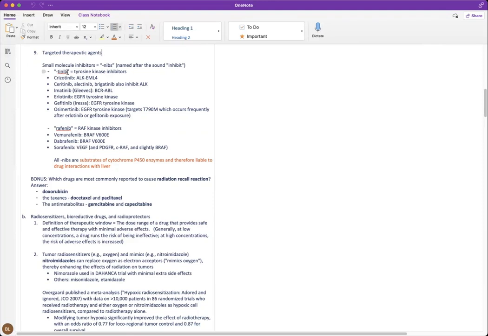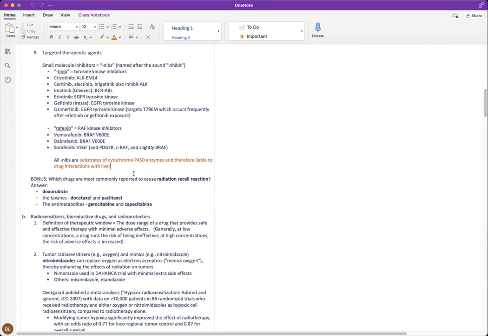So there's tinib, which is a tyrosine kinase inhibitor. So now suddenly you know what all of these are because they end in tinib. They're all tyrosine kinase inhibitors. Raffinib, these are RAF kinase inhibitors. So now you don't have to guess anymore. All of these that end in raffinib, you know, they're RAF kinase inhibitors.